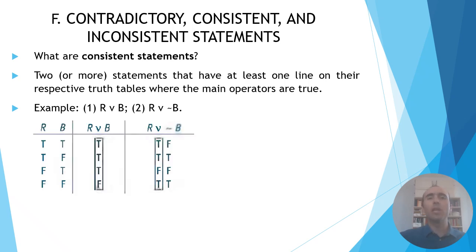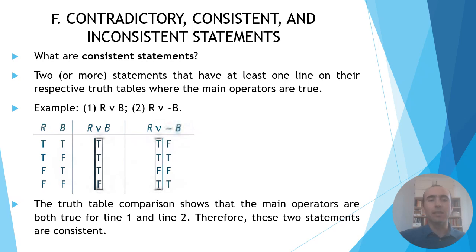Let's create truth tables for these two statements. As you can see, in the first and second lines, these two statements are true. So that makes the two statements consistent. As I said, the truth table comparison shows that the main operators are both true for line 1 and line 2. Therefore, these two statements are consistent.